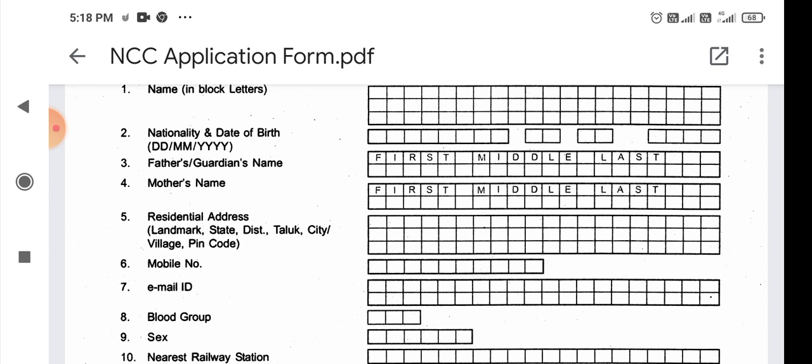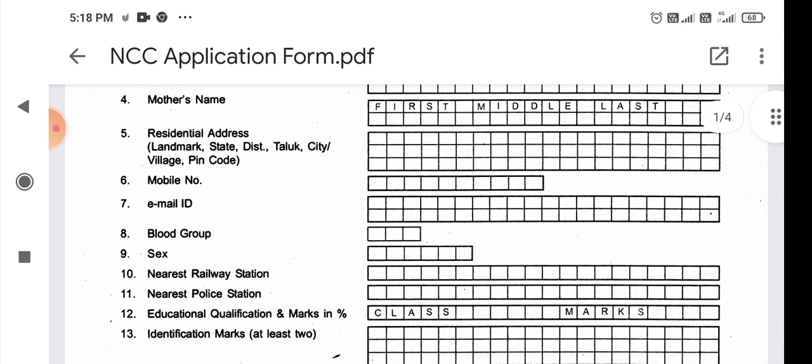Then your mobile number is very important because these days, as every one of you knows, all communications are through WhatsApp. Because of this, your WhatsApp number and active email ID are very important. Then the next important things are your blood group, your sex, nearest railway station and nearest police station.